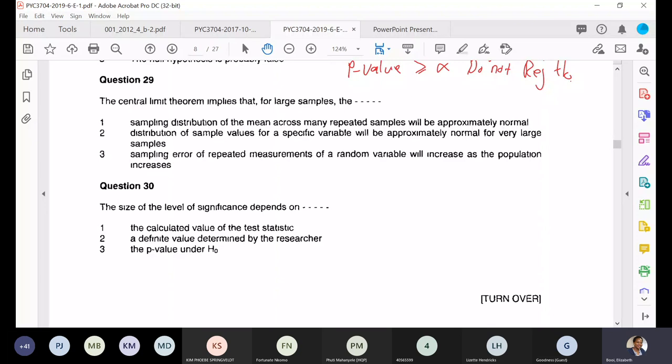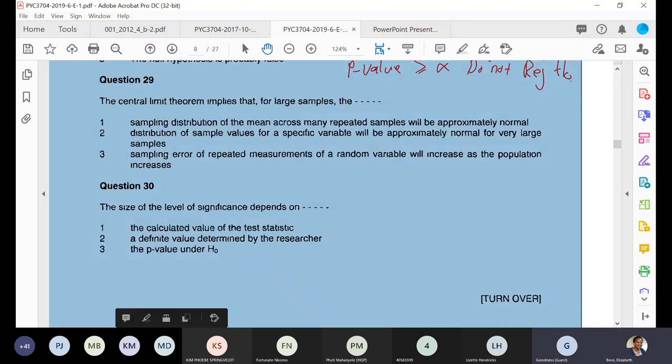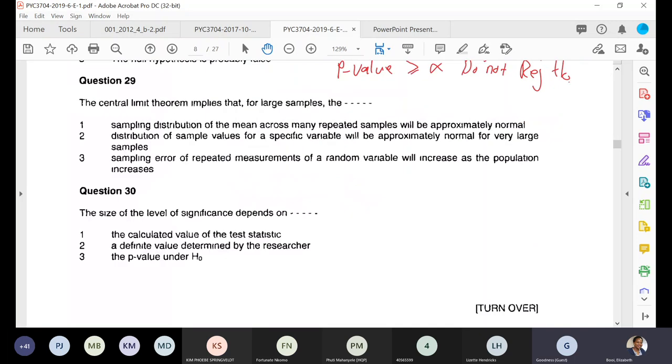Okay, 29. The central limit theorem implies that for large samples, the sampling distribution of the mean across many repeated samples will be approximately normal. The distribution of the sample values for a specific variable will be approximately normal for a very large sample. The sampling error for the repeated measurement of random variables will increase as the population increases. Number 3, because we're talking about the central limit theorem, where it says what happens when I increase my sample or my standard deviation.